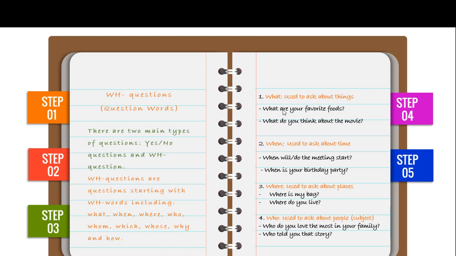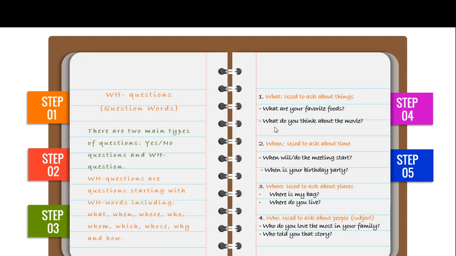Okay, let's go to the first, what. The first question using what. What is used to ask about things. When you want to ask about things, you need to use what. What are your favorite foods? It's asking about your favorite foods. So you need to answer, my favorite foods are ice cream, chocolate, and so on.